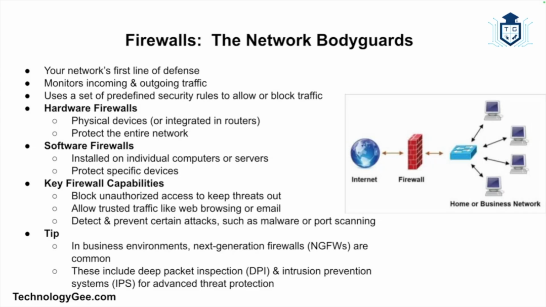And the capabilities of a firewall are as follows. Well, it blocks unauthorized access, it permits specific traffic like web browsing or email, and it can detect and prevent certain types of attacks. Now, as a tip, in corporate networks, you'll often find what are called next generation firewalls with deep packet inspection and intrusion prevention capabilities.